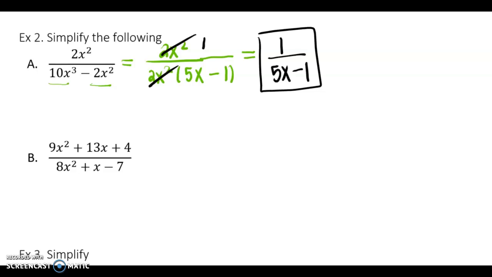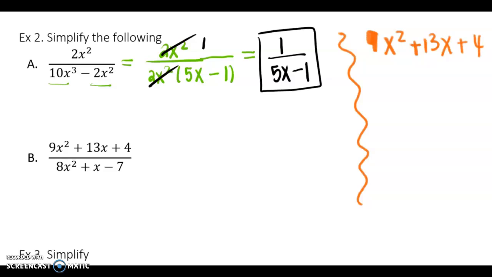All right, the bottom one, b, we're going to go ahead and factor the numerator and then factor the denominator. So I'm just going to do some side work over here. 9x squared plus 13x plus 4.